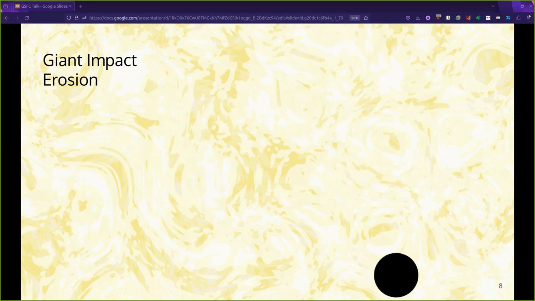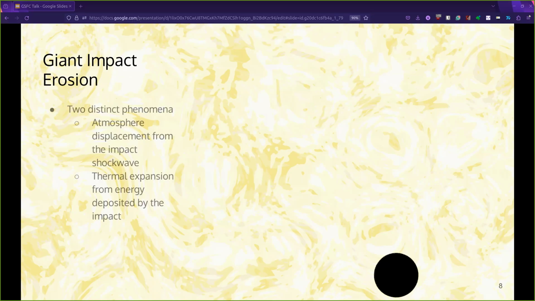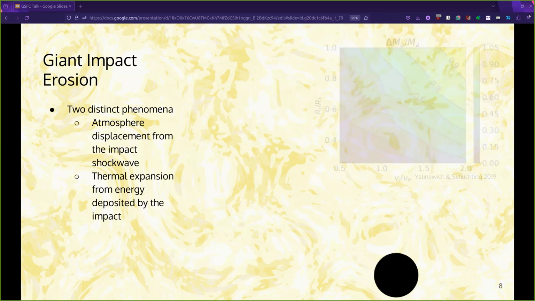There are two distinct things that happen when forming a planet. When a forming planet is hit by another forming planet, you get atmosphere displacement from the shock wave. This is kind of like Newton's cradle toy, the ball thing that goes back and forth. The impact energy will propagate through the planet, and that will liberate a substantial fraction of the atmosphere at the antipodal point by itself. So that's the actual kinetic motion, and also the impact energy that goes into heating the planet.